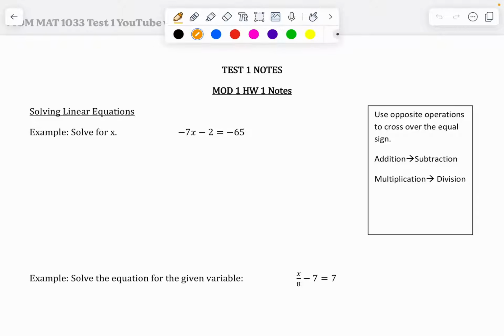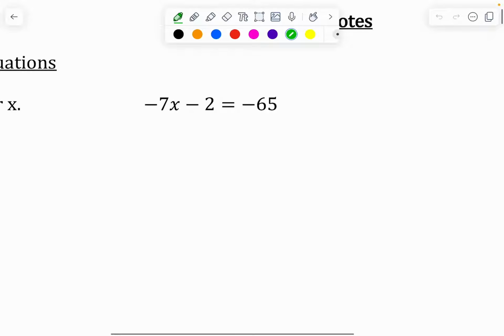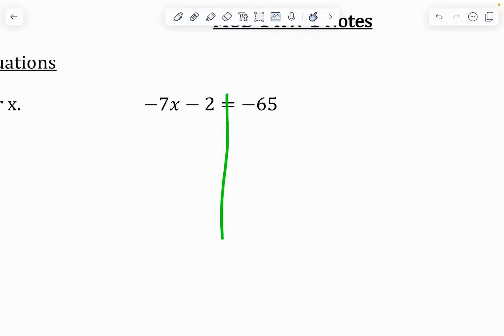So the first thing we're going to do is start this out by drawing a line down our equal sign here. In doing that, that shows us the left side of the equation and the right side of the equation. And whatever we do to the left side, we also have to do to the right side. So we're going to get this x term by itself.